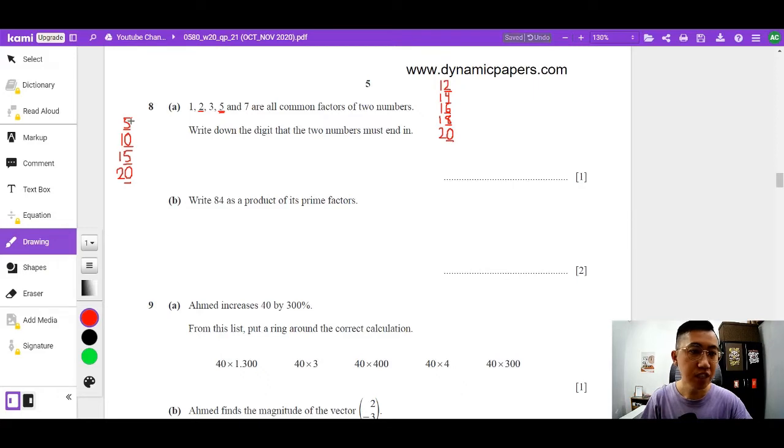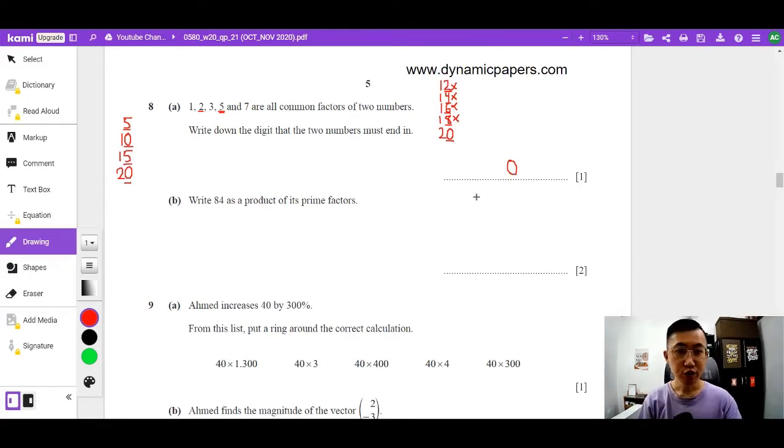Judging from the first clue, it is either 5 or 0. You must end either 5 or 0. And using this clue again, all these are out. So I can see that you have to end with 0. Then only is it possibly having all these factors 1, 2, 3, 5 and 7. So these two numbers must end in 0.